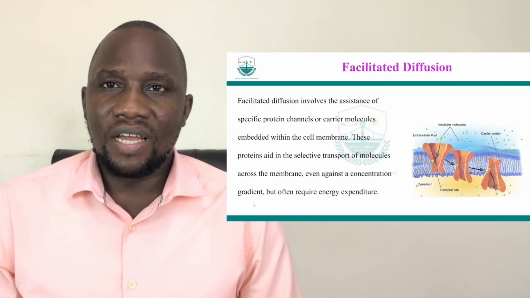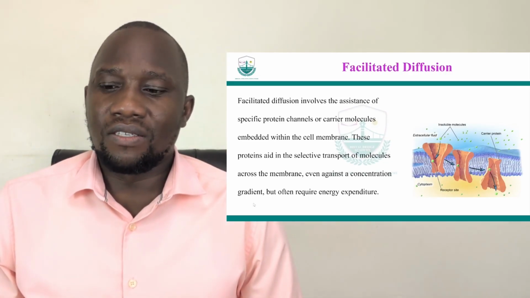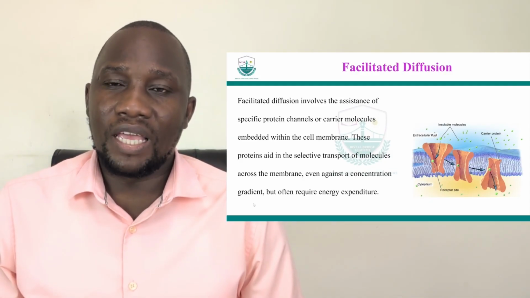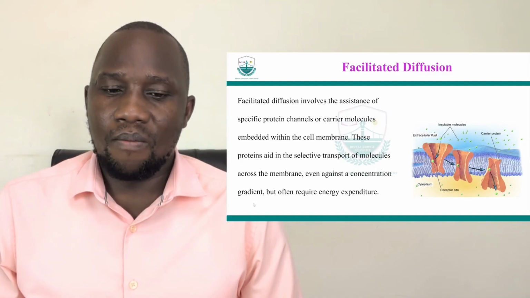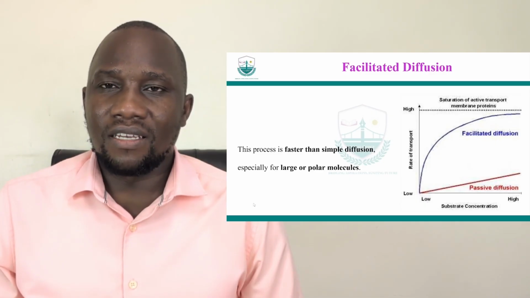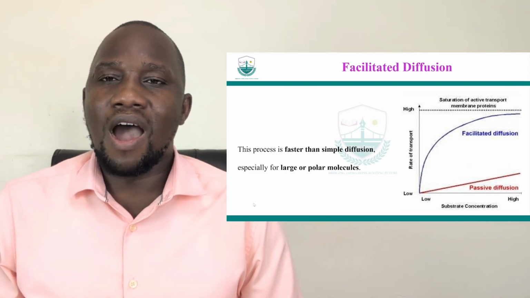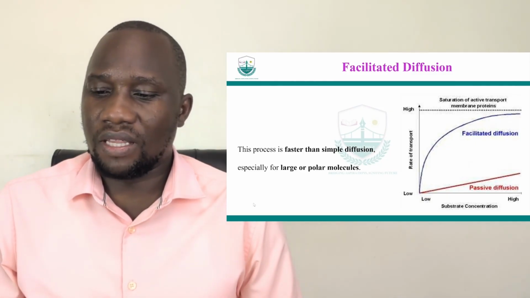So we have already defined that. The key thing is that there should be carrier proteins, and these usually traverse the whole cell membrane. They aid in movement of organic compounds like glucose and even sometimes minerals. It is much faster than diffusion, and that's why you see that the blue curve is actually higher compared to the passive diffusion that you're having there.